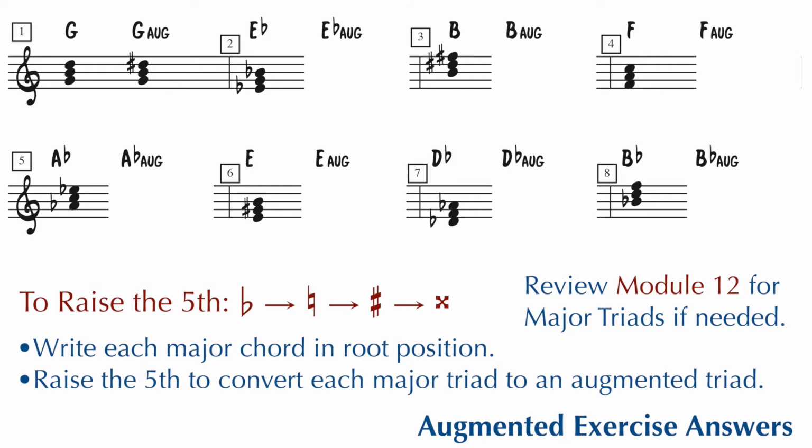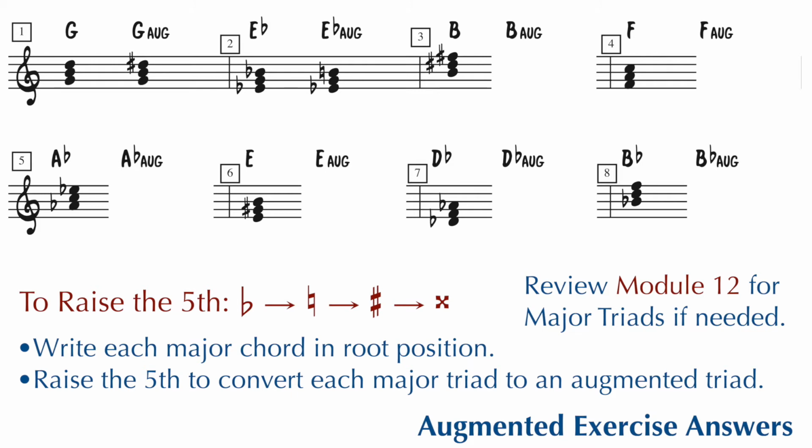Number 2, E flat major is spelled E flat, G, B flat. To change that E flat major to E flat augmented, we raise that B flat by turning it into a B natural, and now E flat augmented is spelled E flat, G, B.